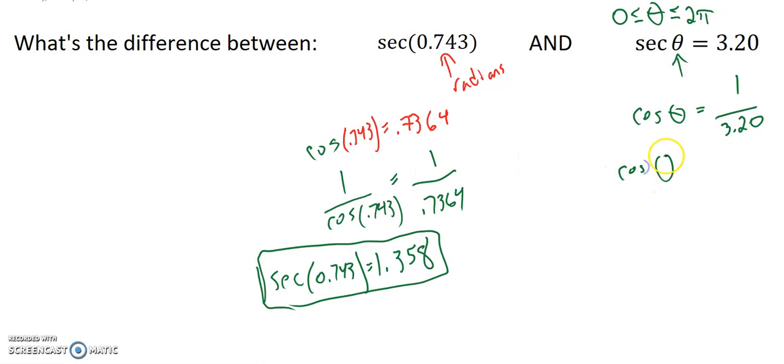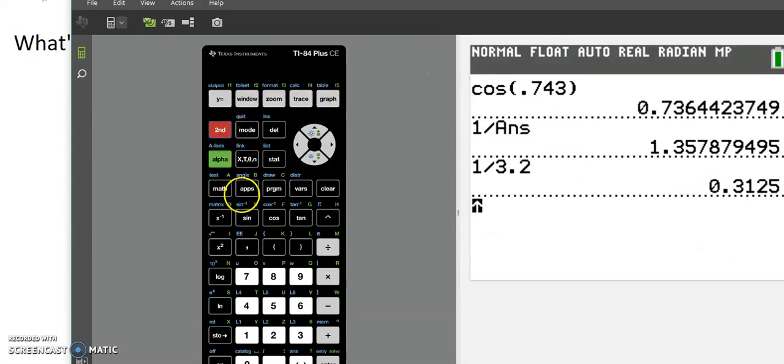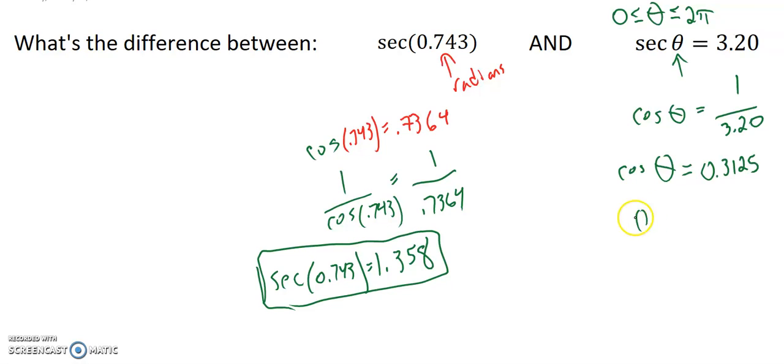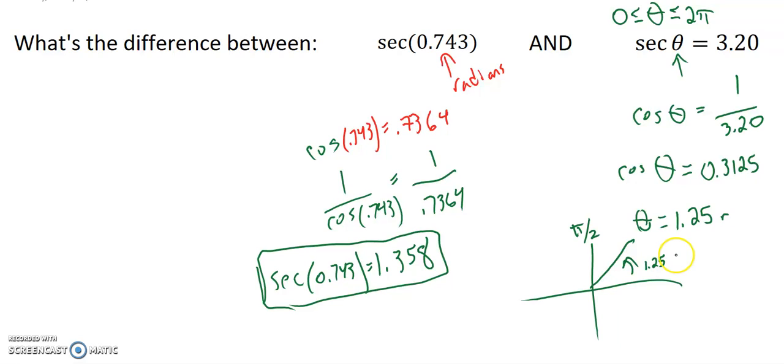So what I'm really solving now is that the cosine of theta is equal to 0.3125. This time, I can use my inverse cosine function, and the calculator is going to tell me what angle in radians has a cosine of 0.3125. So my first answer is that theta is equal to 1.25 radians, which is less than pi over 2, which is about 1.57. So it's somewhere here, 1.25 radians.